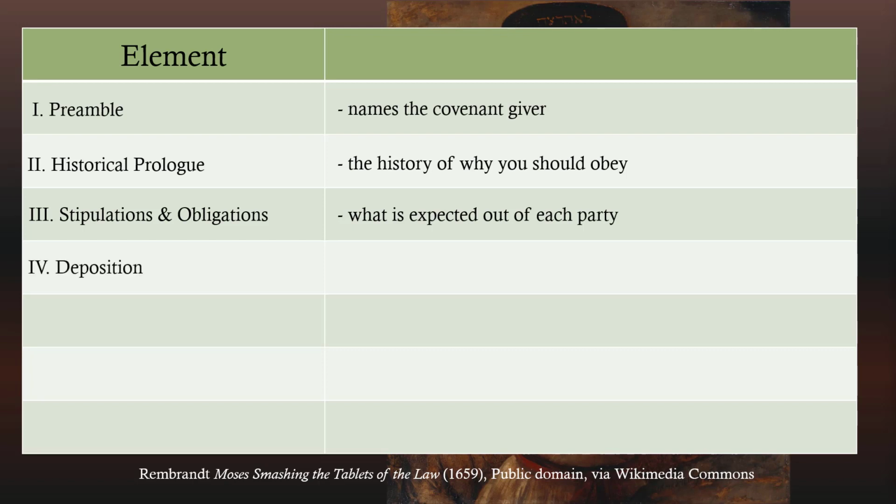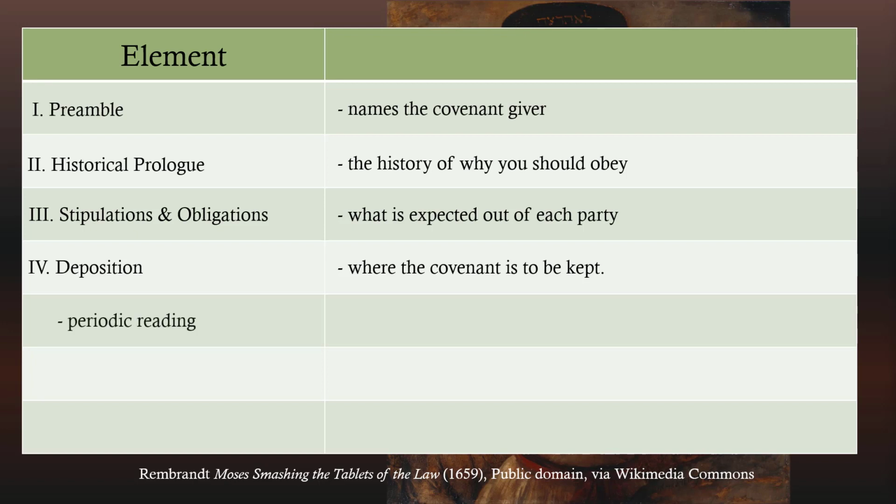Next one. Where are we going to keep this covenant? Deposition. It's going to be stated in the covenant where we're going to keep a copy of this. And generally speaking, the copy is going to be placed in the temple of whatever god is your god. So if you're making a covenant with the city of Ephesus, then a copy goes in the Artemis temple, because she's going to protect the covenant. So you keep the covenant, and then God protects it. And that gets kind of interesting with the Bible here.